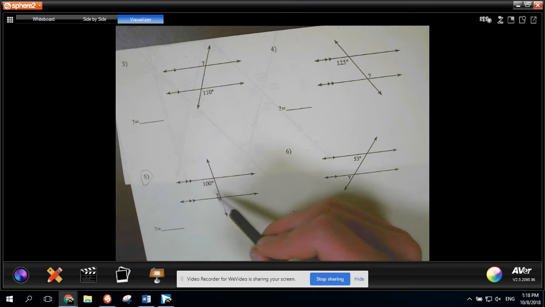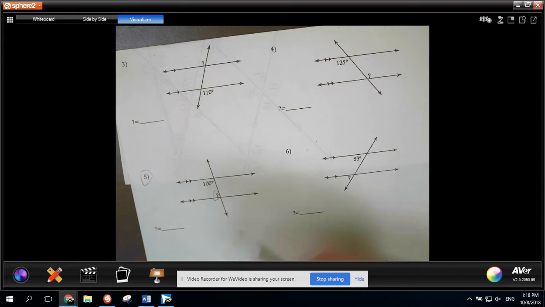Hey guys, wanted to give a couple examples from tonight's homework from investigation 3.4. First, we want to look at number 5. This one actually requires 2 steps using the knowledge that we talked about in class today in order to find that missing angle right there.